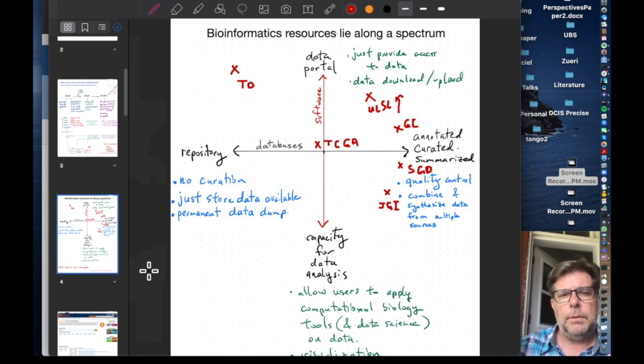Okay, so then where are we for the NCBI? Well, it's definitely a repository, and there is some capacity for data analysis, so I might put it down somewhere in here, and that's the NCBI.